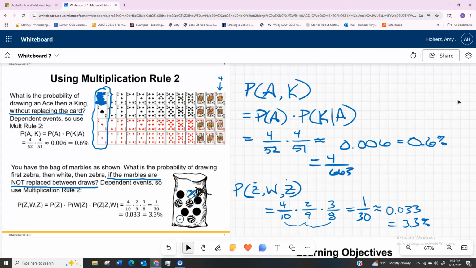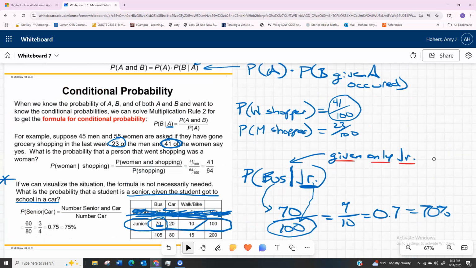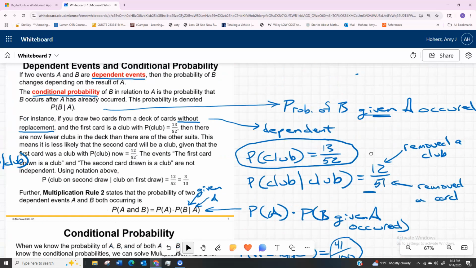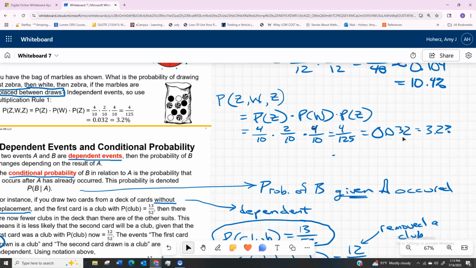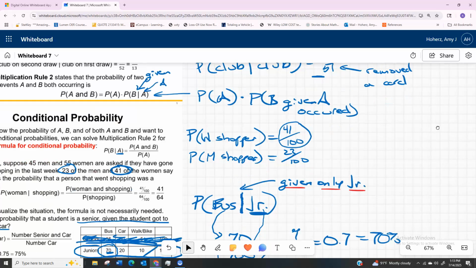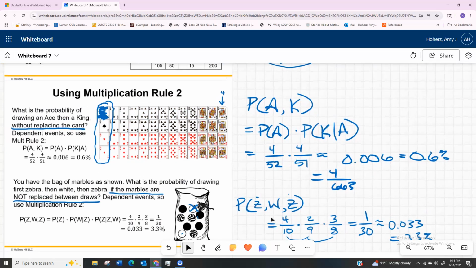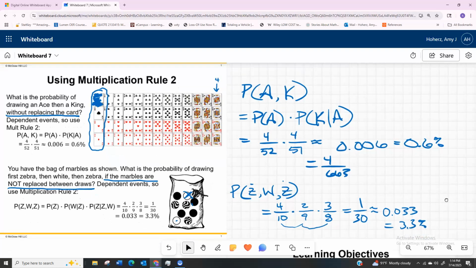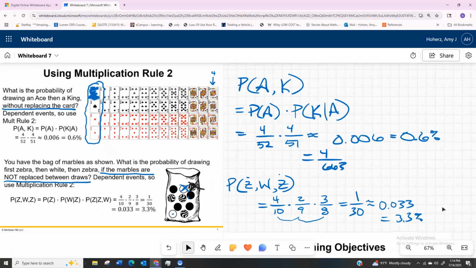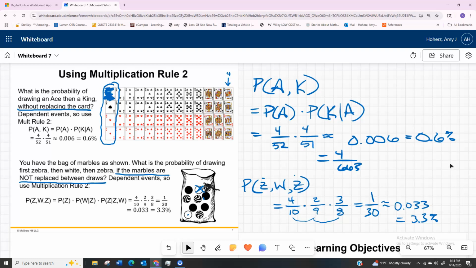Now, is that better or worse than before? Well, without replacing, we actually get a better chance. Remember, before it was 0.032? So we actually have a little bit higher percentage when we're not putting it back because you've taken one of those zebra stripes out, so you have a little bit better chance on that second draw of getting a white. It's 2 out of 9 instead of only 2 out of 10. And so we end up with a little bit higher percentage of that happening than we did when we were replacing them.